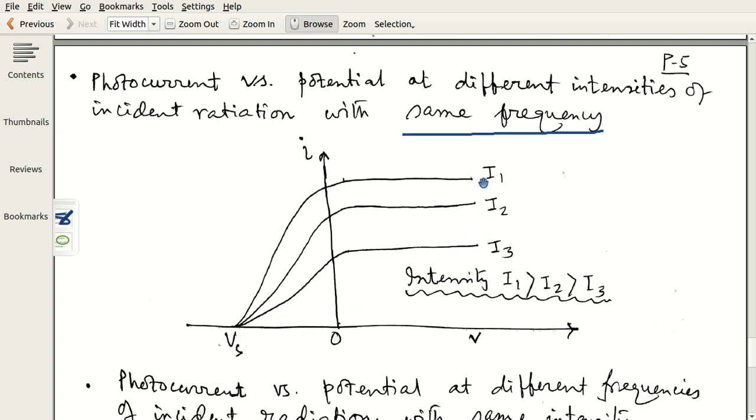But whatever the intensity, you see that if the frequency of the light is not changing, then all the curves merge at the same point. That means the stopping potential is the same, and it depends on the frequency. It will change if the frequency changes, we will see it later, but it has no relation with the intensity. So photocurrent depends on intensity if the frequency is capable of creating photocurrent.